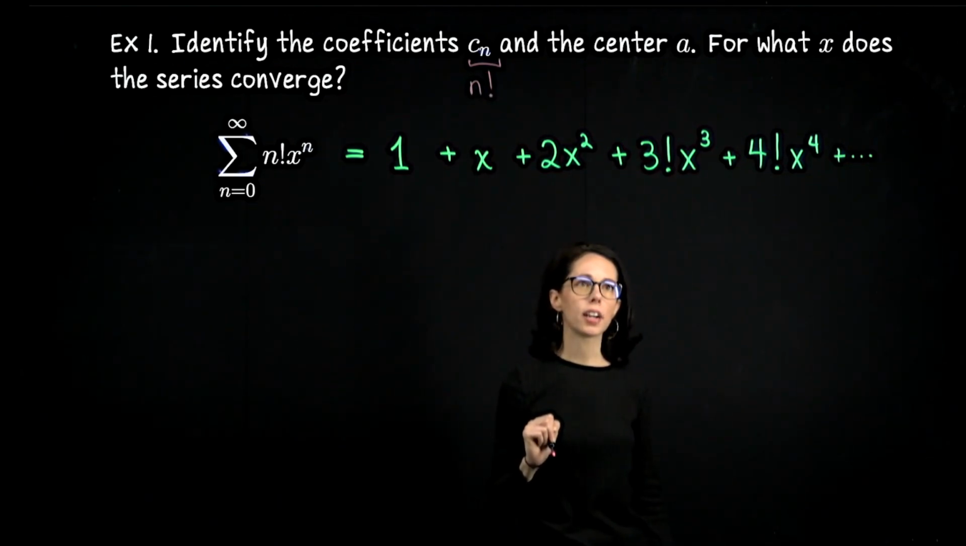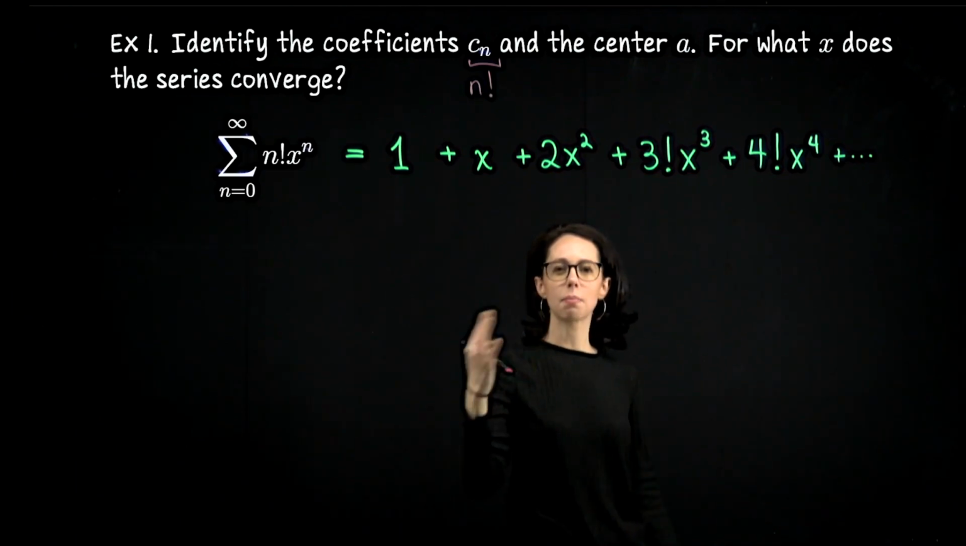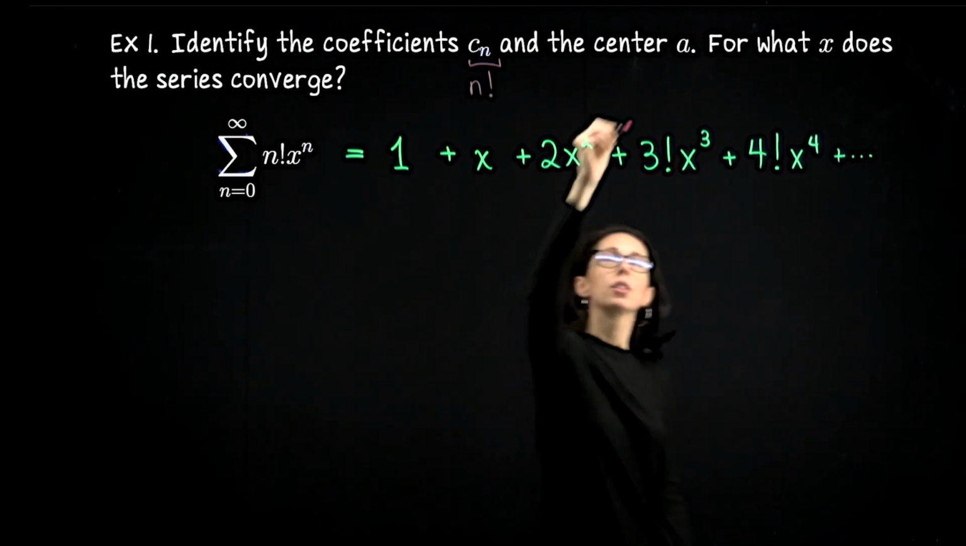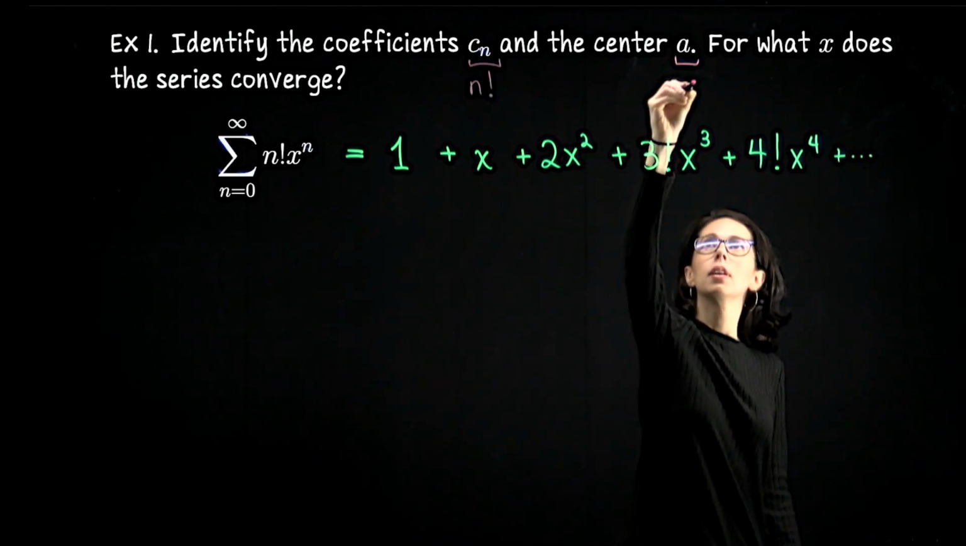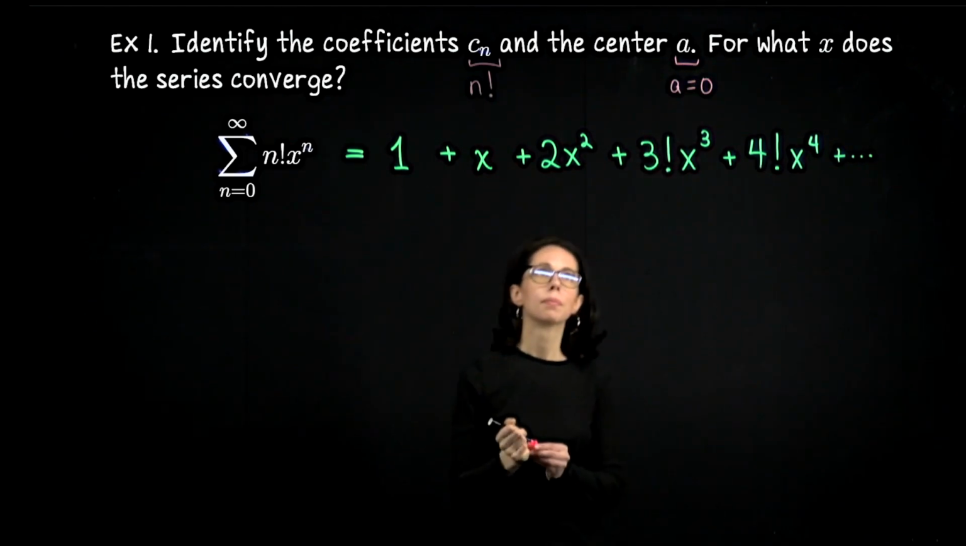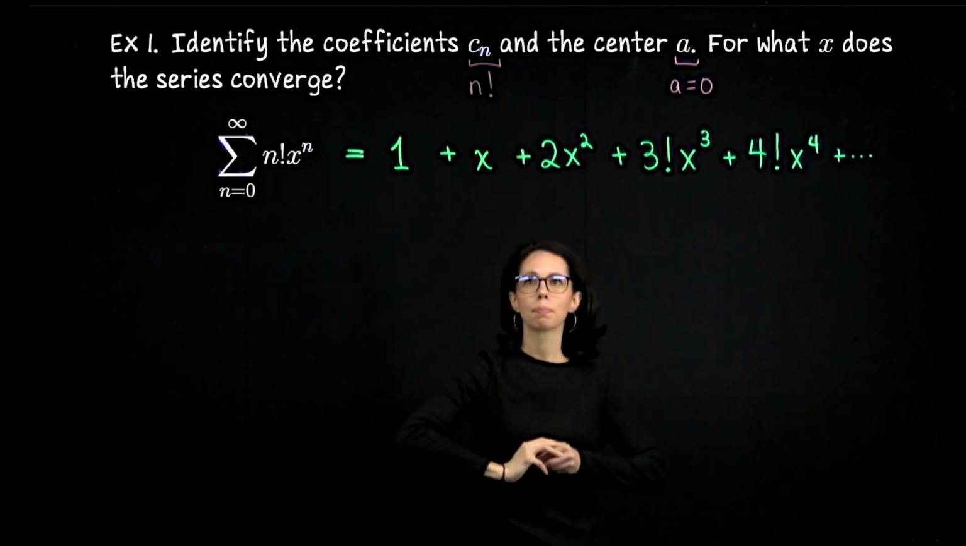And then for the center, notice there's no shift here. It's not x minus anything. It's just plain old x. So our center is at 0, as is often the case. So we are centered at 0 on the number line.